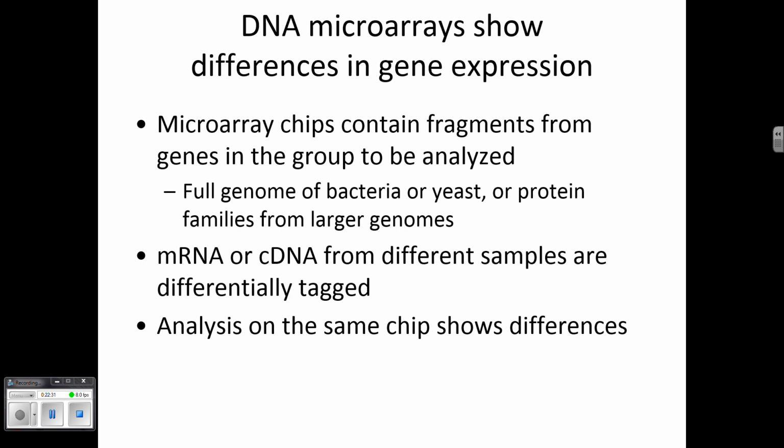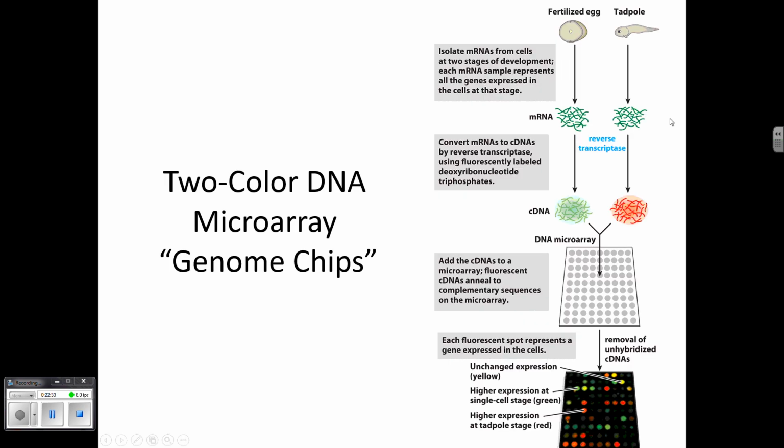So I think it might be a little bit easier if we go to a picture. So what we do is we take this plate, okay, and then we can take, in this example, they've got a fertilized egg and a tadpole. So just two different stages of growth. They get rid of all that. They purify just the mRNA, make cDNA libraries, and then they anneal all of this to a plate. So you end up with your microarray, okay?